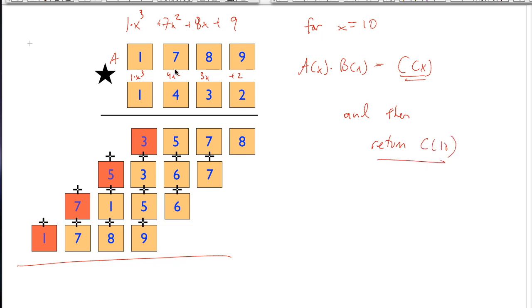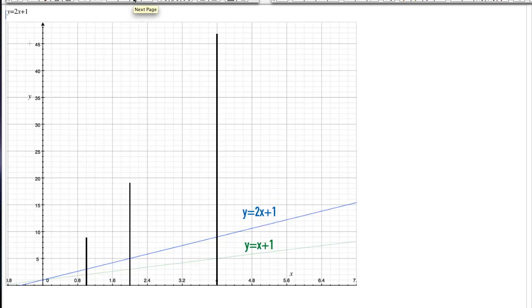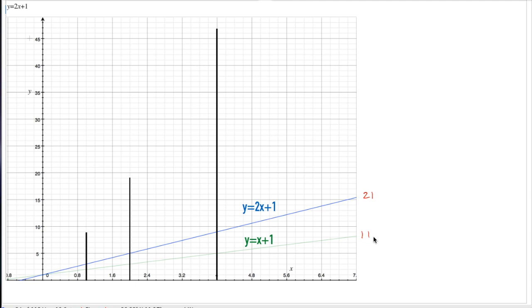So if I wanted to multiply these numbers, I treat them as polynomials, I multiply them, and then I return the evaluation of this c at 10. I'm going to give you an example to make it even more clear. Here are two nice polynomials. One represents the number 21, and one represents the other number 11.